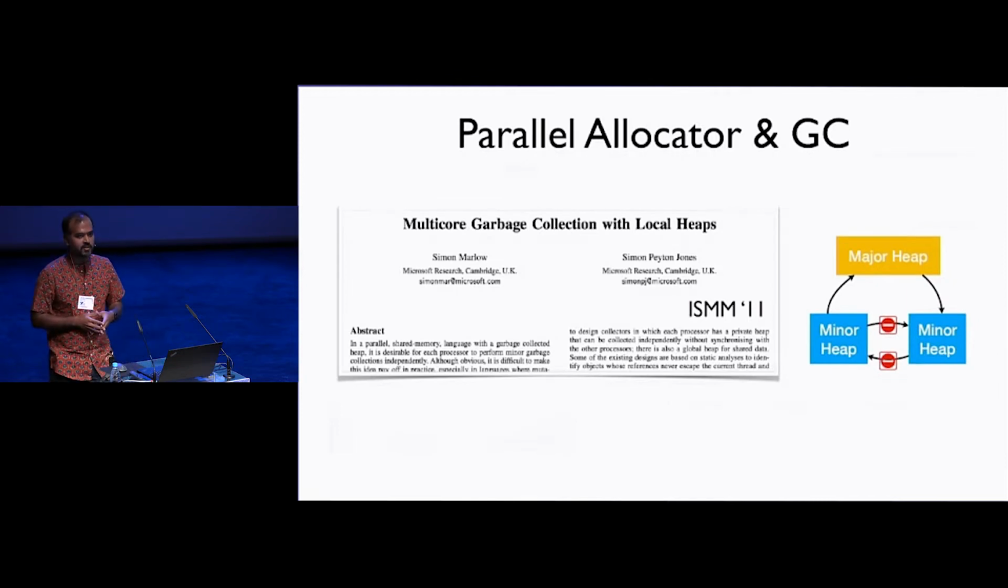Simon Marlow and Simon Peyton Jones had a paper in ISMM 2011 where each of the threads in GHC had its own local heap, and these could be independently garbage collected. But this particular design did not make it into the mainline because at that time, this particular GC could not compete with what was back then in GHC.